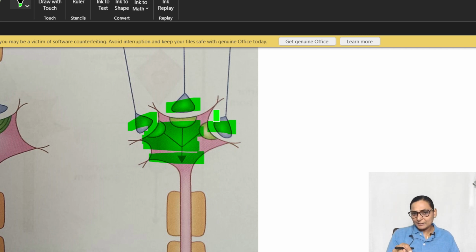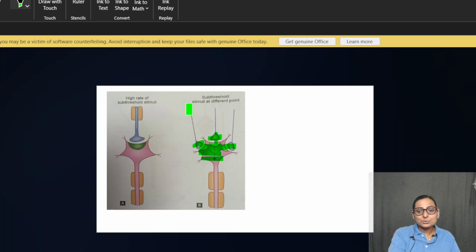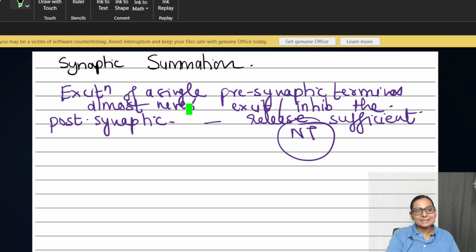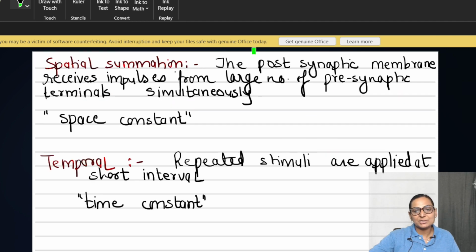तो एक ही समय पर आपने बहुत सारे प्रीसिनेप्टिक न्यूरॉन्स को एक ही पोस्टसिनेप्टिक न्यूरॉन को स्टिमुलेट करने के लिए बोल दिया है. So instead of one stimulating at a time, A, you are causing simultaneous stimulation by 3. That means you are increasing the surface area for summation, and that is what is called spatial summation.